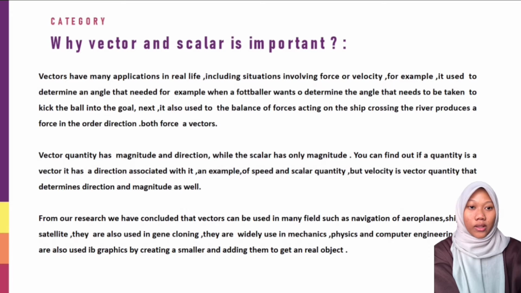So, a vector quantity has magnitude and direction, while a scalar has only magnitude. You can find out if a quantity is a vector if it has a direction associated with it. An example: speed is a scalar quantity, but velocity is a vector quantity that has direction and magnitude as well.